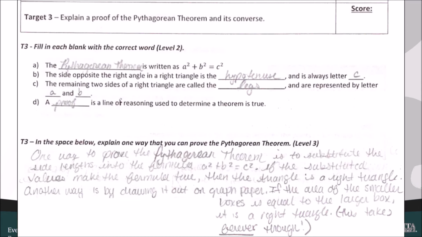So in reading through her level 2 and her level 3, we can conclude that Andrea does have a good grasp of how to prove the Pythagorean theorem, and we would give her a score of 3. Again, we can adjust that score as we look at her level 4 response later on.